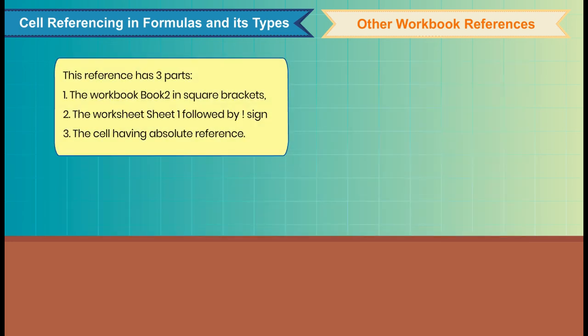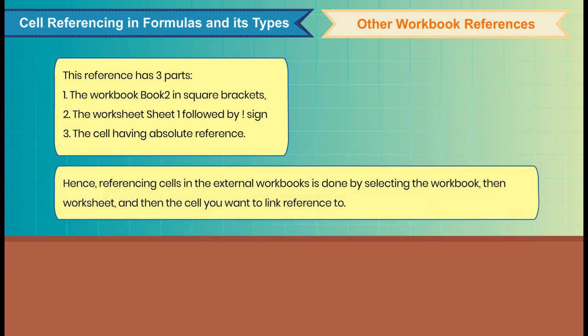This reference has three parts. 1. The workbook Book2 in square brackets. 2. The worksheet Sheet1 followed by exclamation sign. 3. The cell having absolute reference. Hence, referencing cells in the external workbooks is done by selecting the workbook, then worksheet, and then the cells you want to link reference to.